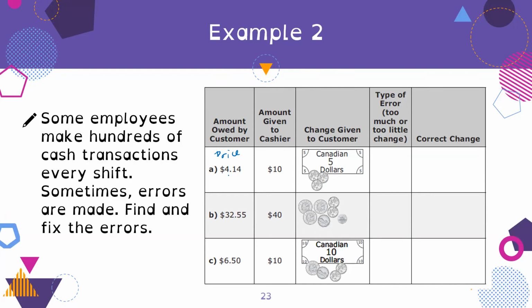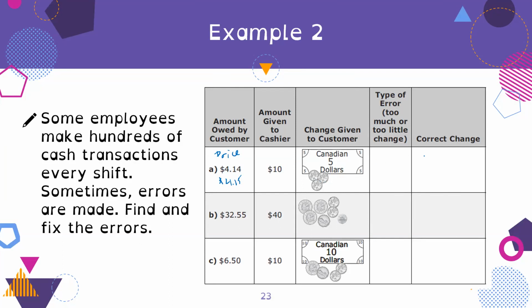So for A, we have $4.14. So remember, for this it would be $4.15 for using cash. We pay with a $10 bill, and we get back $5.75. There's 3 quarters here. So what makes sense to my brain is to figure out how much I should have gotten, then to figure out what was wrong.